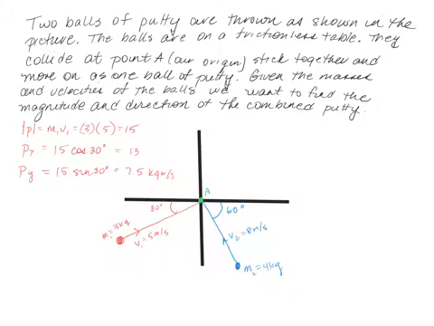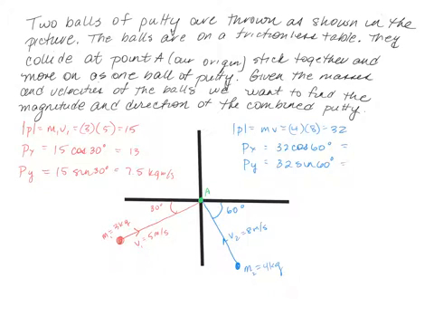Now we need to do the same thing for the other mass, the blue one. So we'll find the magnitude of its momentum, and that would be equal to the product of its mass times its velocity, which is 4 times 8, which is 32. And now we'll find px and py. And again, px is going to be the cosine of 60 degrees, and py is going to be the sine of 60 degrees.